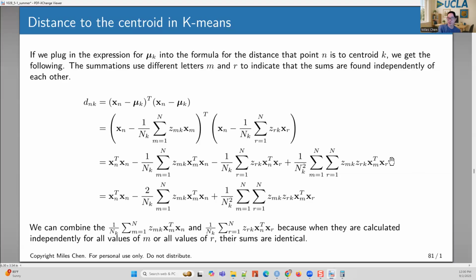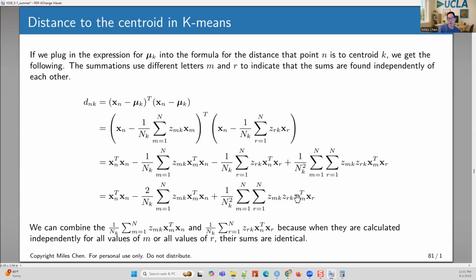and then you'll have this double summation. Even though we're summing over M over here and summing over R over here, because we're working through the entire data set, this entire thing is going to be exactly equal to this entire thing. So summing over M here, we're looking through all of the data points, and we're summing over R here, and we're going to work through all of the data points here. This summation and this summation will be exactly the same. So I can just combine them, and I just arbitrarily chose the letter M here.